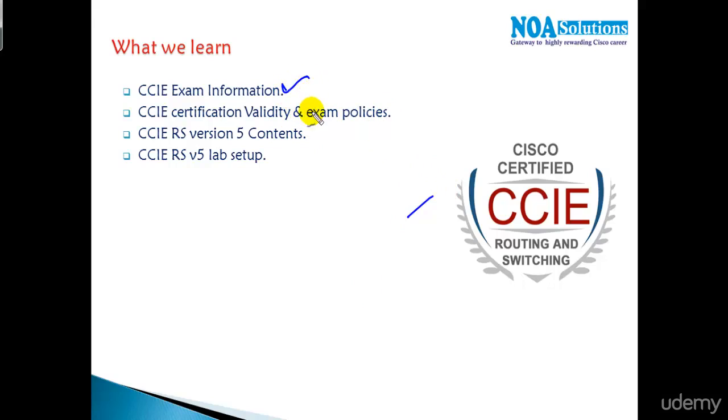We'll start with some basic information on CCIE exams, what exams we need to have, what the prerequisites for these examinations are, and some policies. Then we'll look at the contents covered in the CCIE exams, and finally some basic information on how to set up the lab, what the prerequisites for setting up the lab are, and what alternative options you can look at if you don't want to set up the lab.